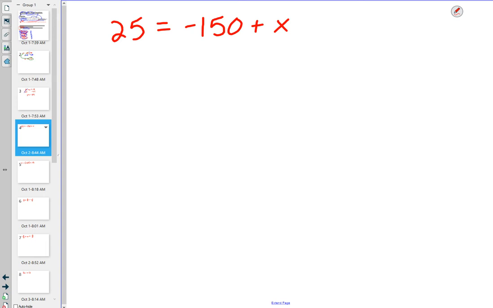Ruben. What do you want to do here? What should I do here, Ruben? With the 25? Well, see, the problem with the 25 is the 25 is already on the other side. I want to get the x by itself. And in this case, the x is on the right. So who's the number that's bothering? ¿Quién está molestando el x?